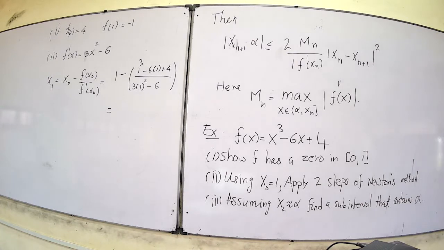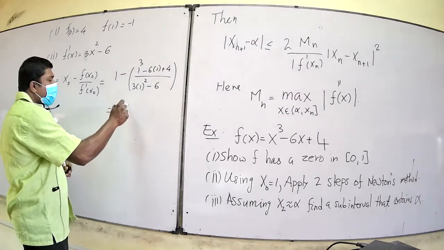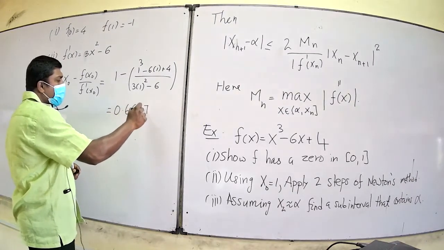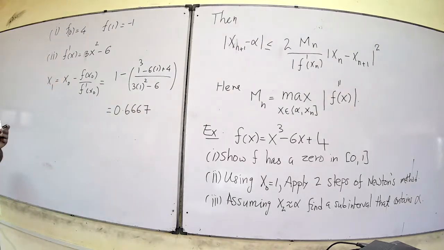So if you calculate this value, you get what? Minus 1 over 3 plus 1 over 3, minus 1 over 3. So 2/3. It's going to be 0.6667. Right? So I round it to 4 decimal places. So this is going to be 0.6667.